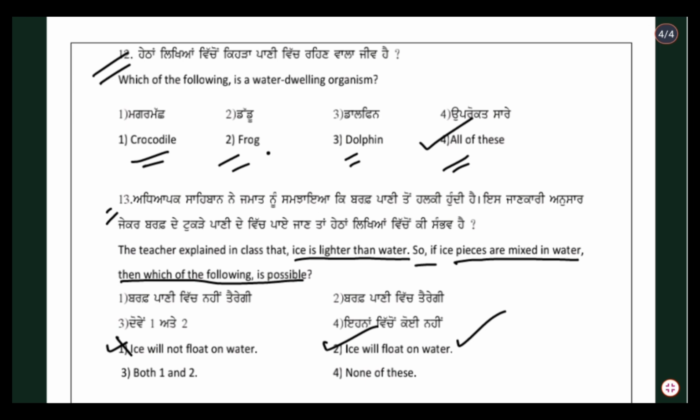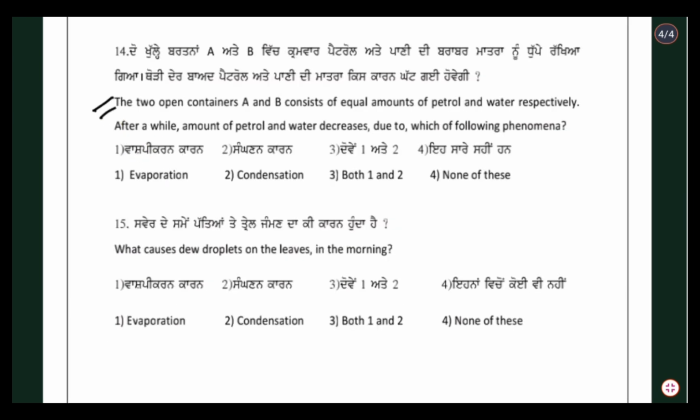Next is question number 14. The two open containers A and B contain equal amounts of petrol and water respectively. After a while, the amount of petrol and water decreases due to which of the following phenomena? Dear students, both petrol and water evaporate over time when exposed to air, right? So the best answer for this question is evaporation.